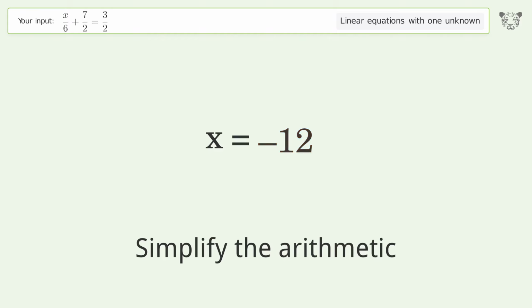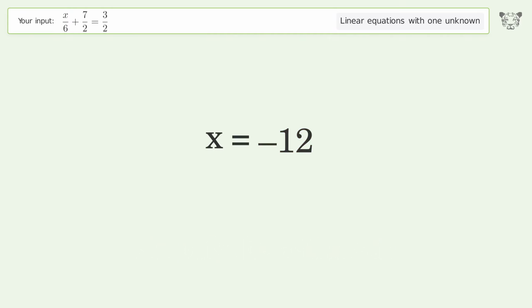And so the final result is x equals -12.